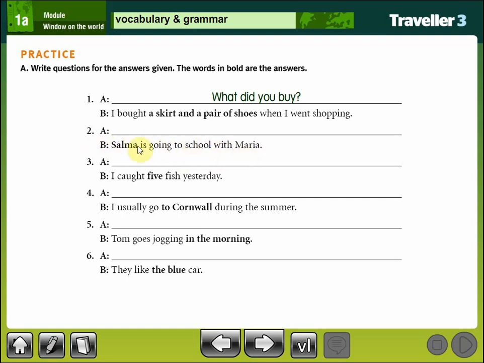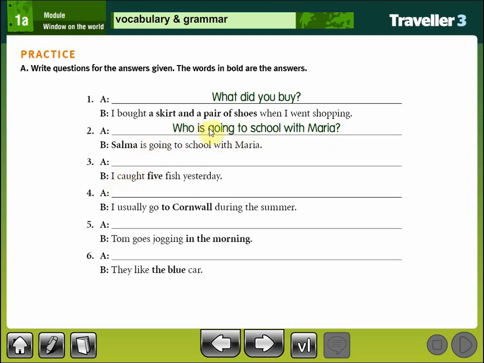We're going to ask about Salma. So we want to ask about a person here, so we use who. If we have limited people or a limited selection or a list of people that we want to talk about, we say which, but we know that only Salma is given, so we say who. Who is going to school with Maria? It's the same thing. We don't really change the question here.